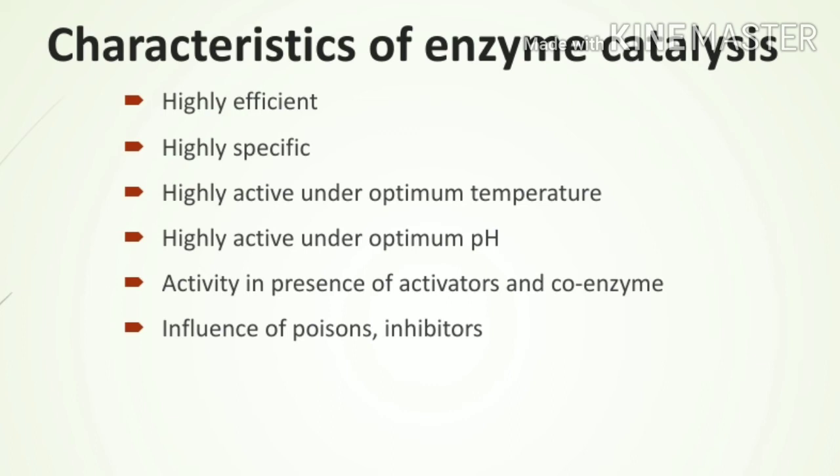The next point is that an enzyme is highly active under an optimum temperature. If we increase the temperature to a higher value or decrease it to a lower value, the activity of the enzyme will decrease. The peak activity of an enzyme can be seen only at a particular temperature, and this is the optimum temperature. The temperature at which the rate of an enzyme reaction becomes maximum is the optimum temperature.